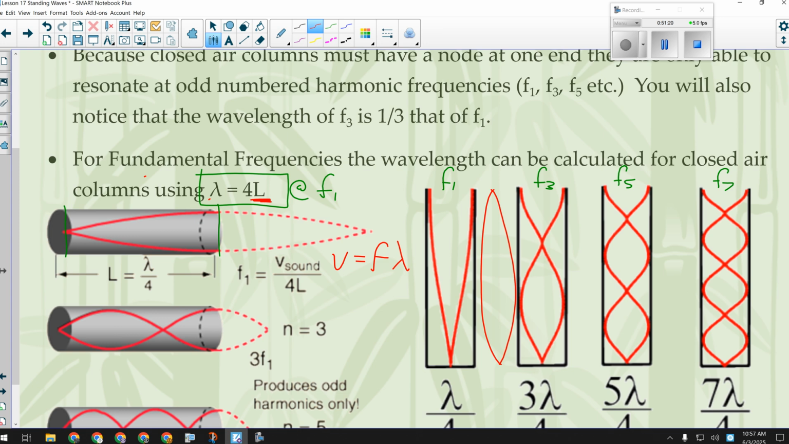Now, here's what I might ask as a part B. You've just calculated the fundamental frequency. I would ask you, what's the next frequency you would hear in that air column? So let's say you calculated it and it was 100 hertz. What's the next frequency you would hear from that column of air?